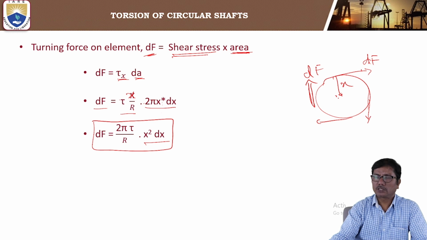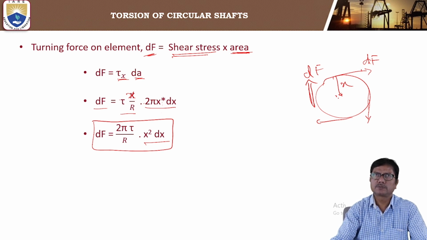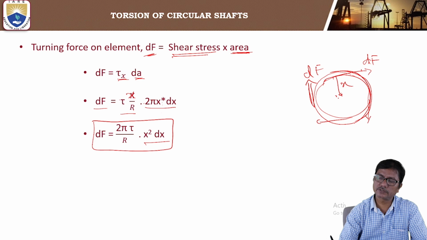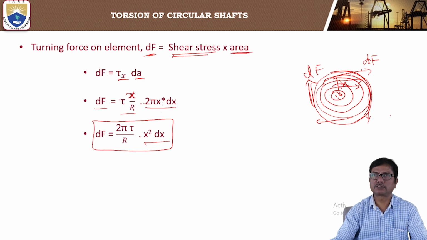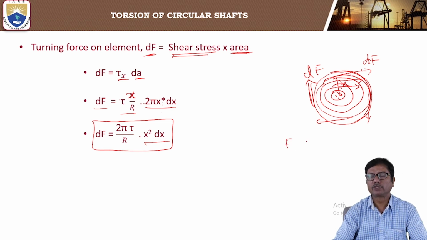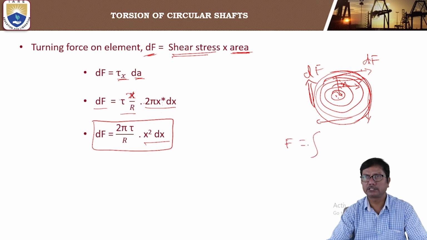Now how will you get the total force? Total force acting on the shaft, turning force acting on the shaft. So this is the force acting on one of the elemental rings at a radial distance x. You will have so many such elemental rings. So by summing up the turning forces acting on all these elemental rings, you will get the total force F. And the summing up is obtained by integration.